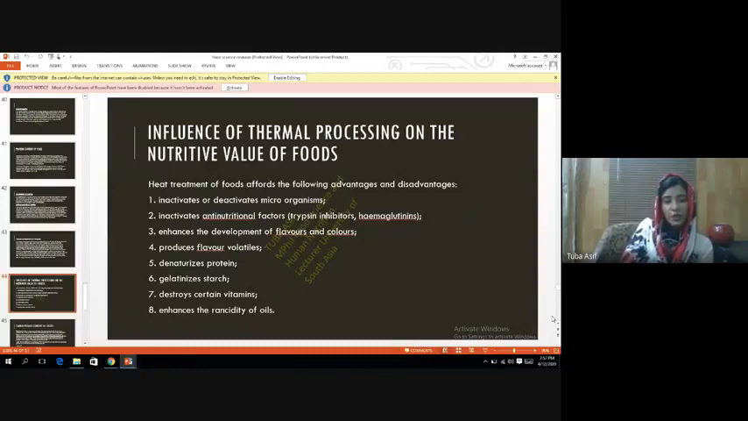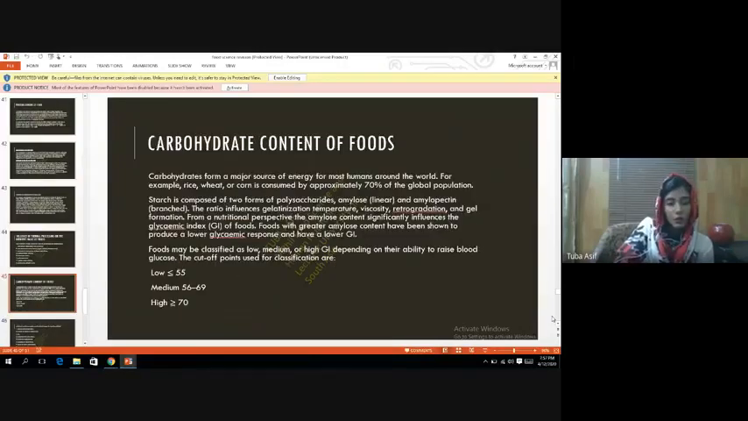Now, heat treatment of foods affords the following advantages and disadvantages. It may activate or inactivate various microorganisms. It can activate or denature anti-nutritional factors. It could enhance the development of flavors and colors. It produces flavor volatiles. It may denature protein and gelatinize starch. It could destroy various vitamins and enhance the rancidity of oil.